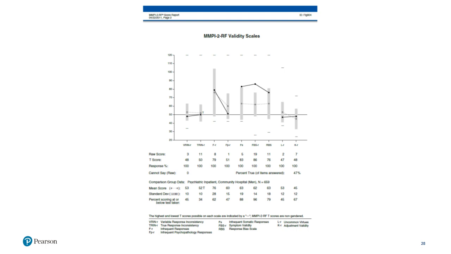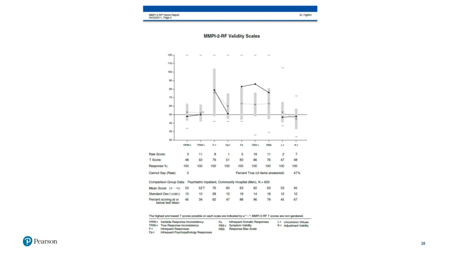But for our purposes, the MMPI does give a nice snapshot of where this individual is falling relative to a comparison group. So in this particular profile I have up, we're looking at a psychiatric inpatient community hospital comparison group, okay? And these are the validity scales that are available on the MMPI-RF. What you see is that his profile, for the most part, falls within the range of folks that you would see within a community mental health psychiatric inpatient unit.